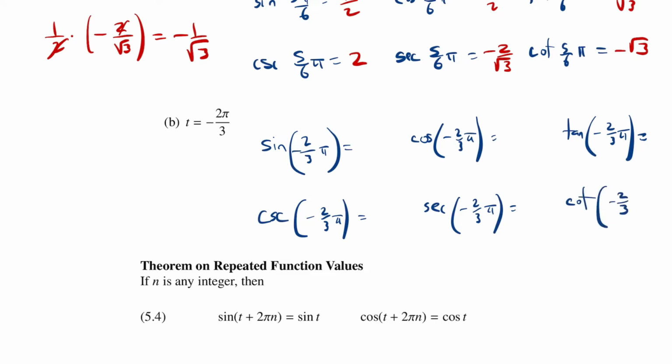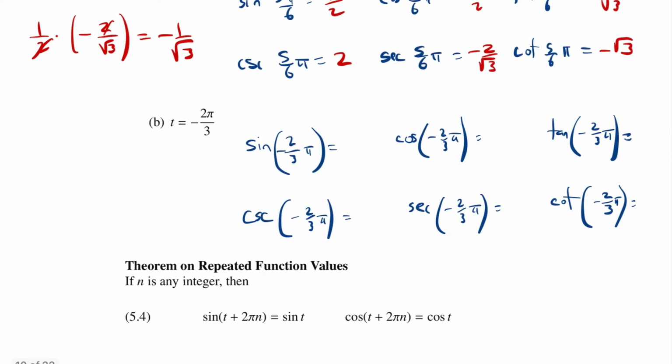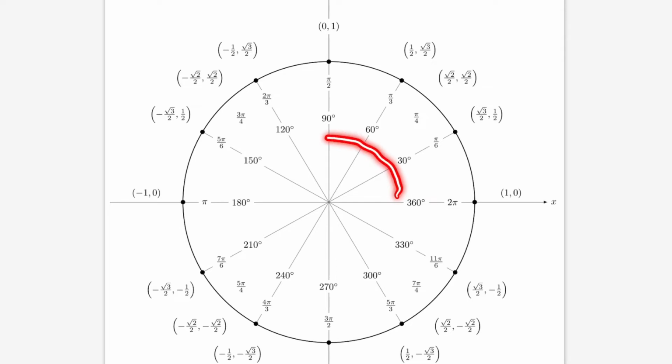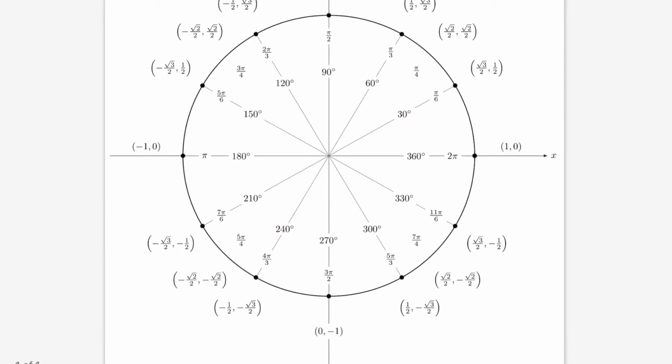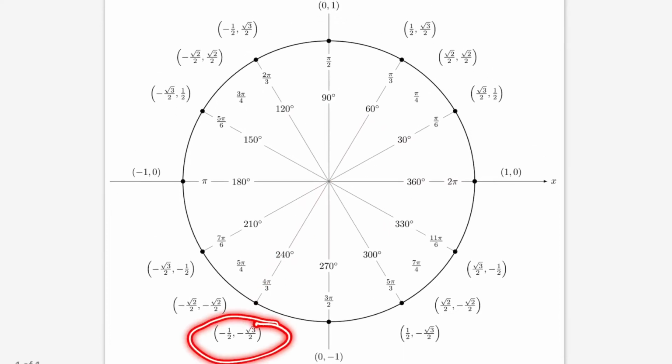All right, so let's first locate this angle on the unit circle, negative 2/3 pi. So instead of going positive 2/3 pi, we're going to do the exact same thing but in the clockwise direction, negative 2/3 pi, which would be right here. So negative 2/3 pi is equivalent to 4/3 pi. So we're looking at this coordinate. So the sine is negative radical 3 over 2, it's the y coordinate.